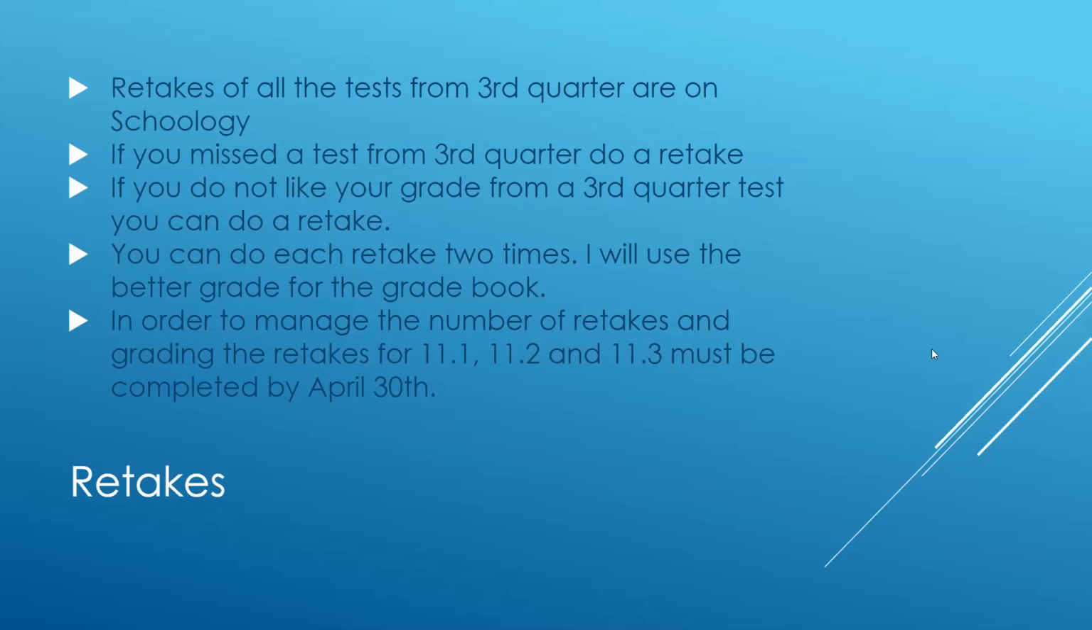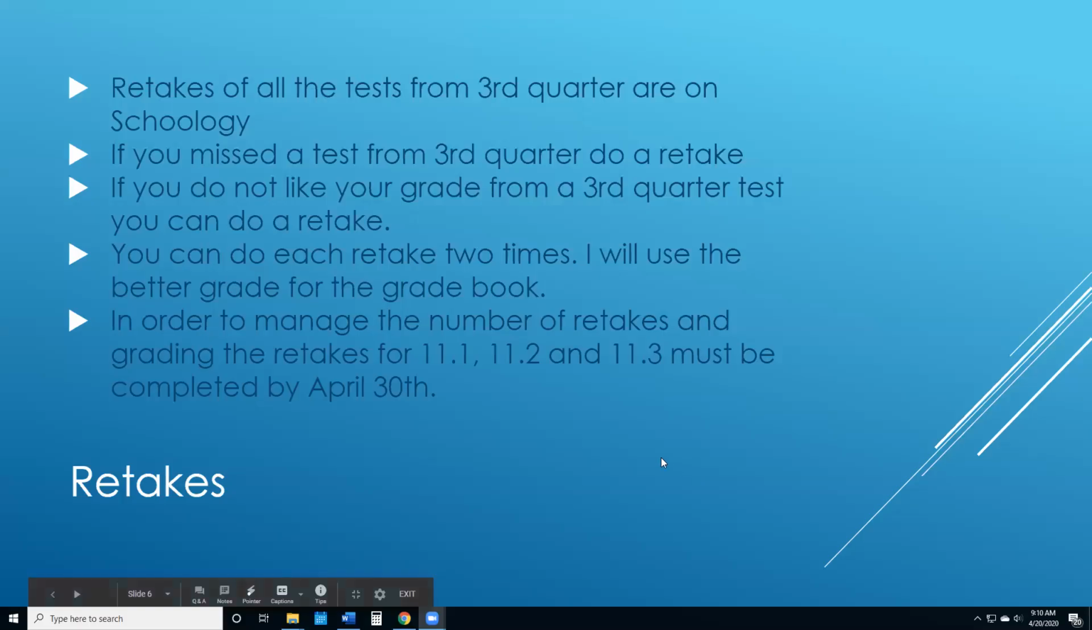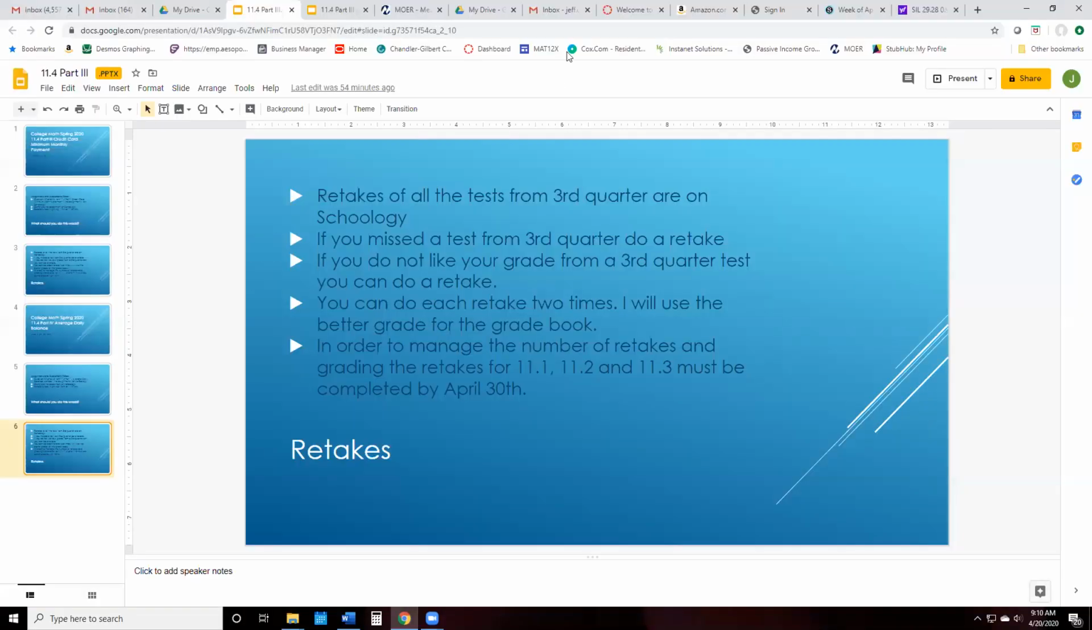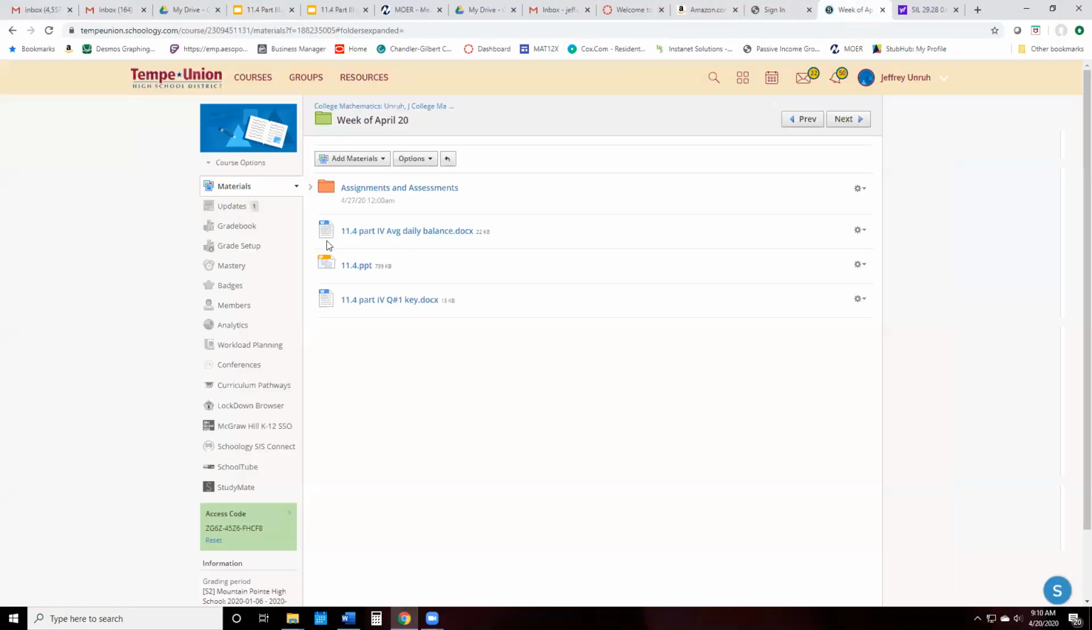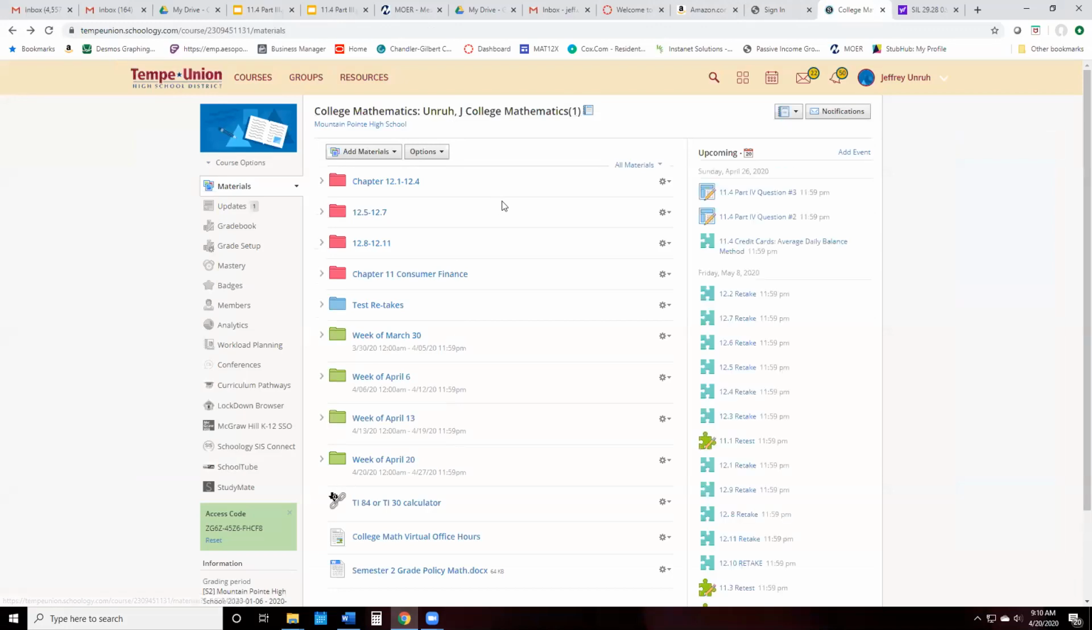Okay, so now let's go to average daily balance. What I want to do is take you to my screen here. I want to go over here to Schoology. And again, on Schoology, here's what you probably should see. You may not see everything that I see on the right hand side.